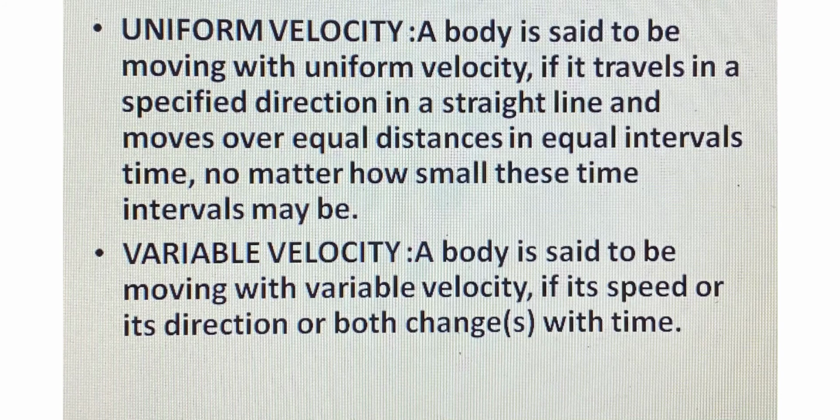Uniform velocity. A body is said to be moving with uniform velocity if it travels in a specified direction in a straight line and moves over equal distances in equal intervals of time, no matter how small these time intervals may be. Then it is said to be moving with uniform velocity. It means that if it is traveling in a fixed particular direction with constant speed, then it is moving with uniform velocity. And if its velocity is changing with time, we know how velocity may change, then it is said to be moving with variable velocity.